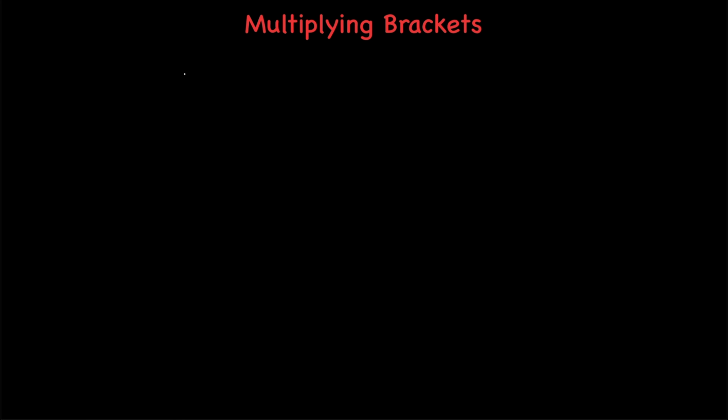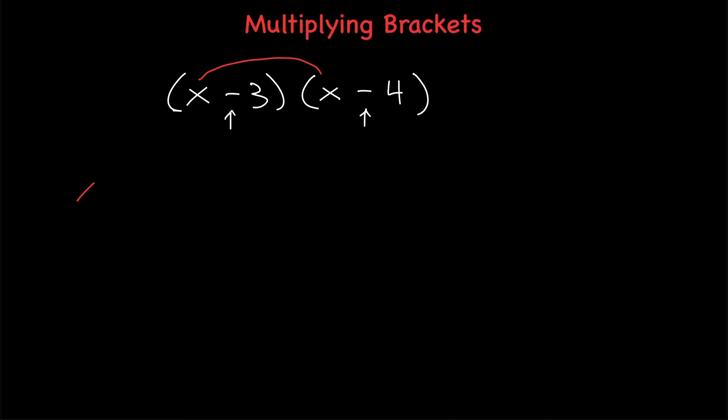Next, let's try x minus 3 multiplied by x minus 4. And notice how in this question, there are two negative signs. And so we just need to be aware of this whenever we do any multiplication. So to begin, we take the first term in the left bracket and then do x times x, which is x squared. And then x times minus 4 is minus 4x.